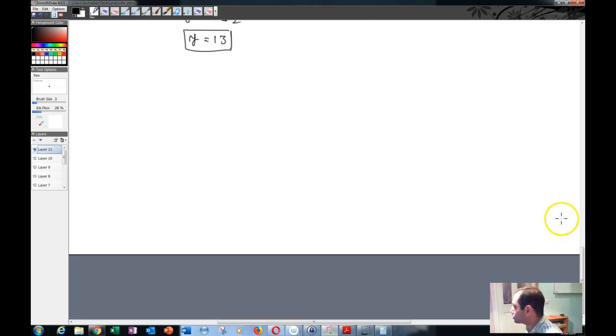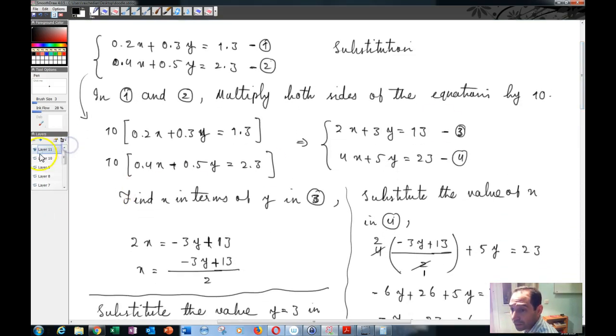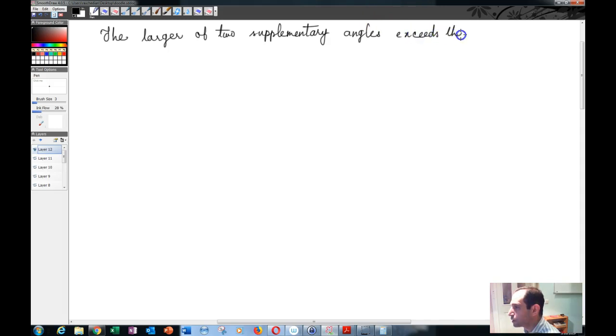So the second question is, let me create a new sheet over here. The second question is, the larger of two supplementary angles exceeds the smaller by 18 degrees. Find them.